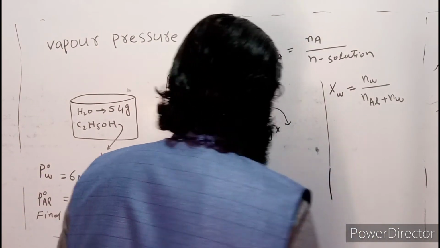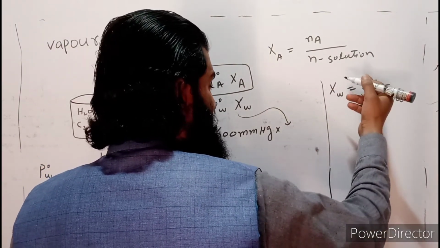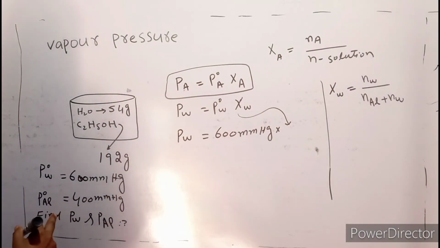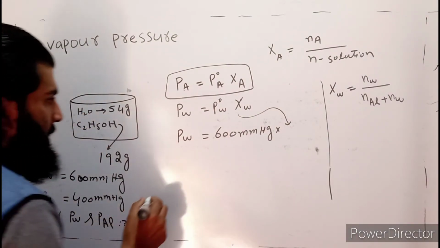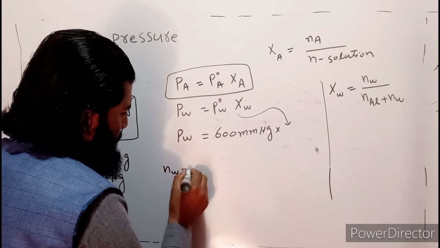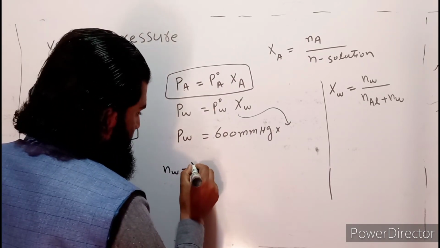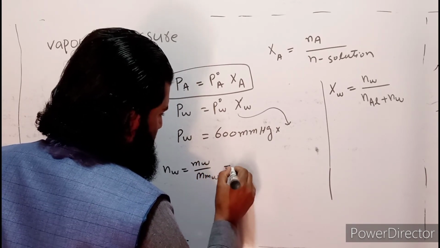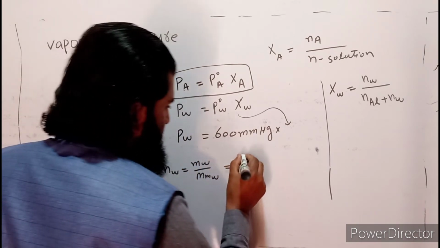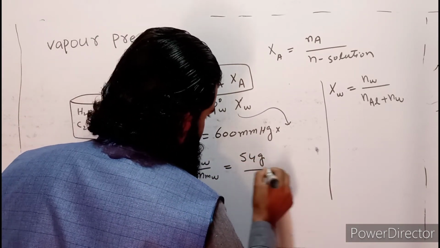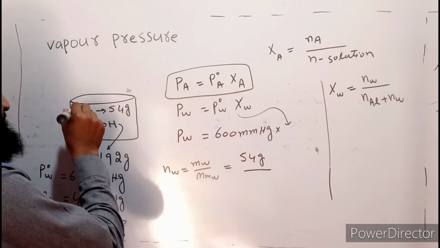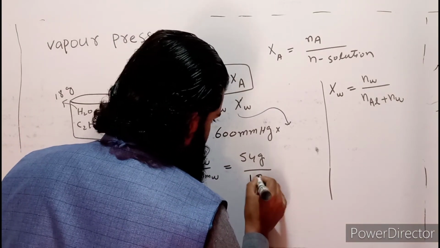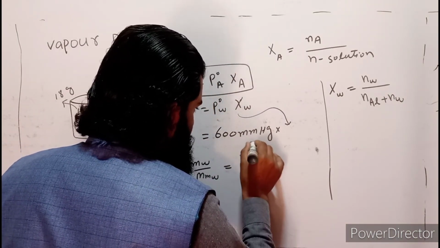Now what number of moles of water is present here? Clear. The number of moles of water is equal to the mass of water divided by the molar mass of water, which is 54 grams divided by the molar mass of water, 18 grams. Clear? 18.